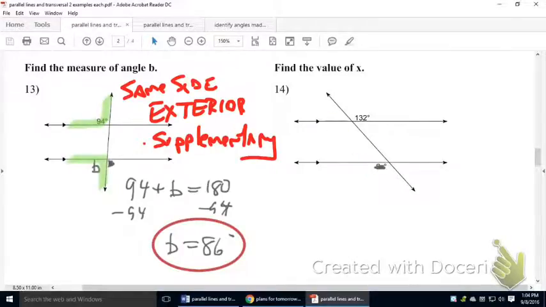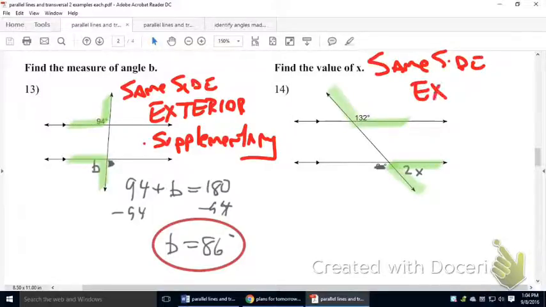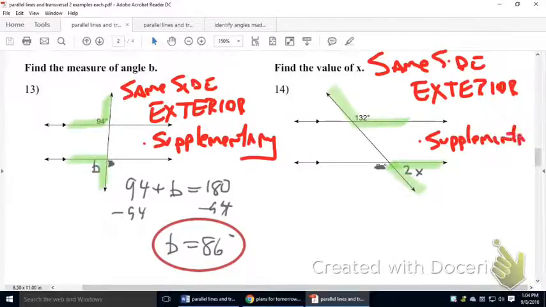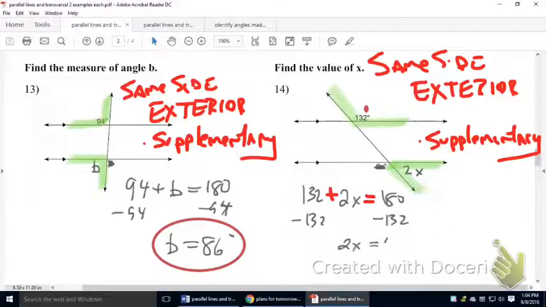And over here on number 14, again, same side exterior. Same side exterior angles are supplementary. So together they equal 180 degrees.